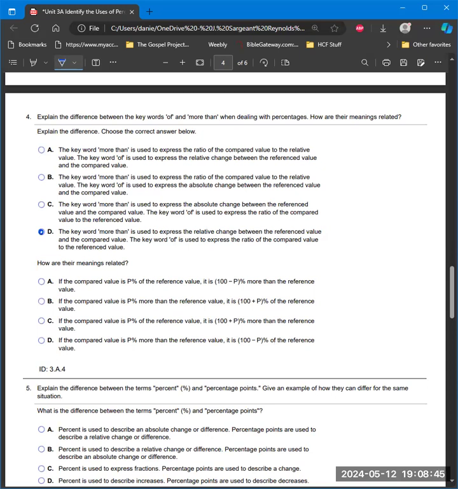And then how are their meanings related? If the compared value is P% more than the reference value, it is 100 plus P% of the reference value. That's B.